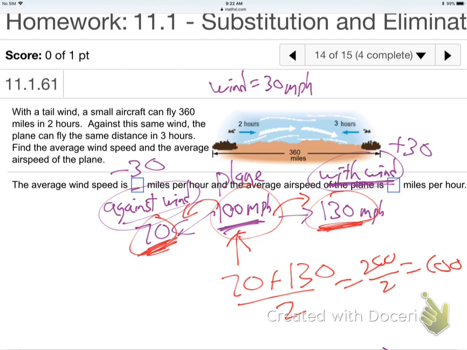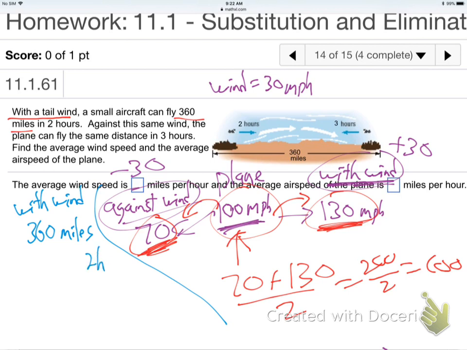Take a look. They're saying the plane can fly 360 miles, with the wind, I should say. With the wind, so with the wind, let me change colors here so it's clear what I'm doing. So with the wind, the plane can fly 360 miles in 2 hours. See what it says there? With the wind, 360 miles in 2 hours.